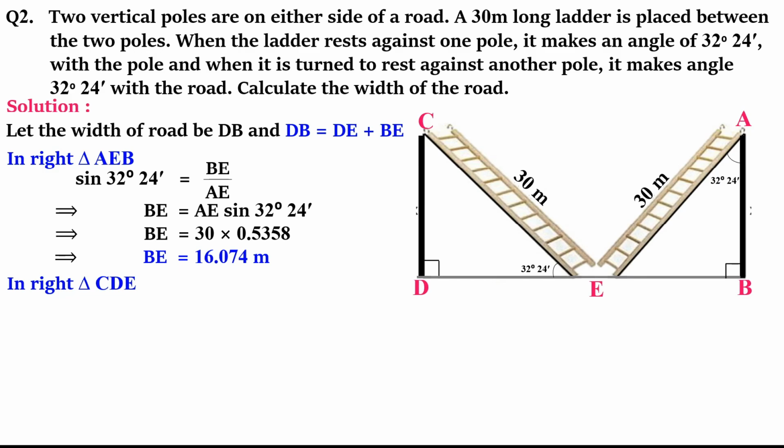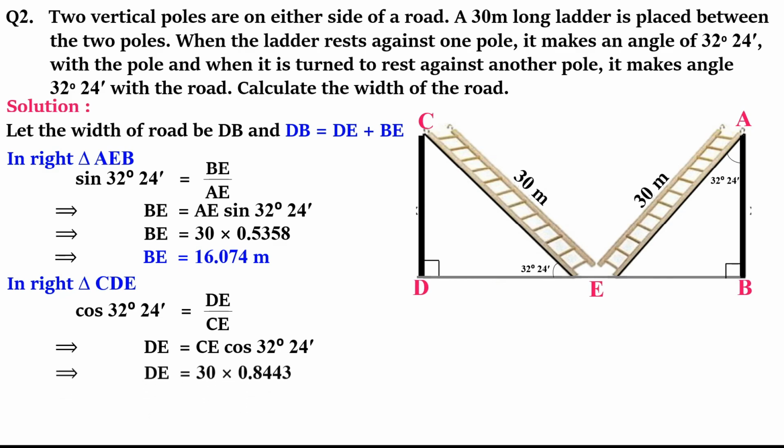Now again BE is known to me because BE is the length of the ladder, and what I need to find is DE. So here DE is the base and CE is hypotenuse. So which T ratio? Yes, we will use cos theta, that is cos 32 degree 24 minutes, which is equal to base upon hypotenuse. So base is DE, hypotenuse is CE. We will find DE from here, CE cos 32 degree. After cross multiplying, we have got DE as CE cos 32 degree 24 minutes.